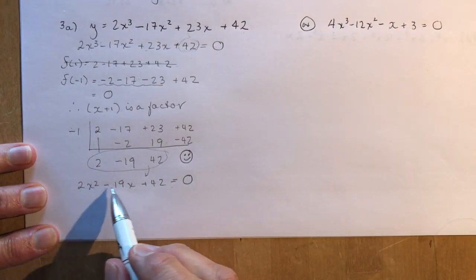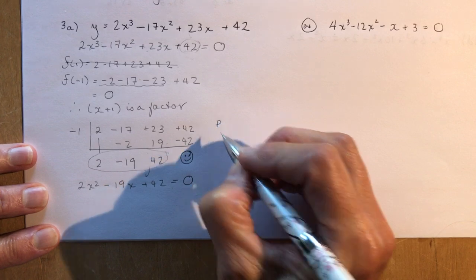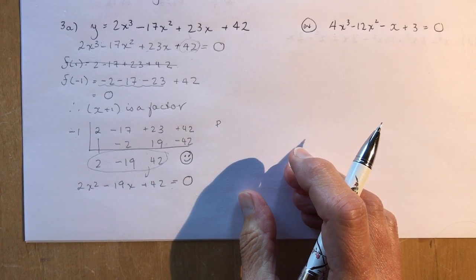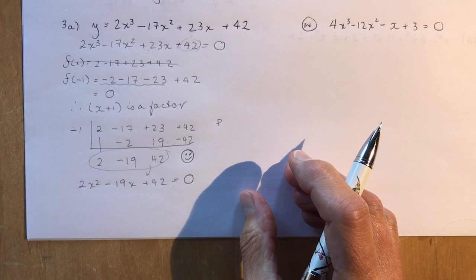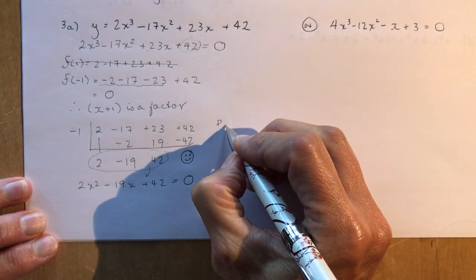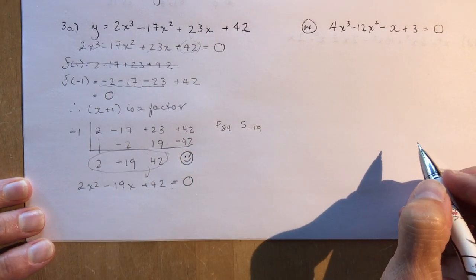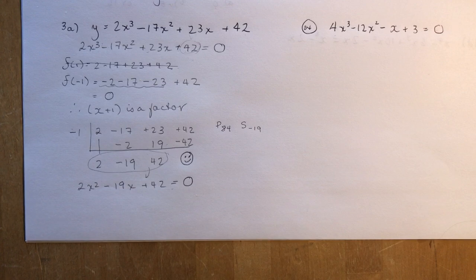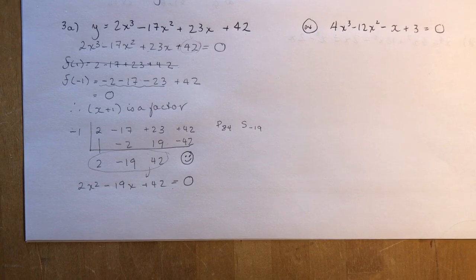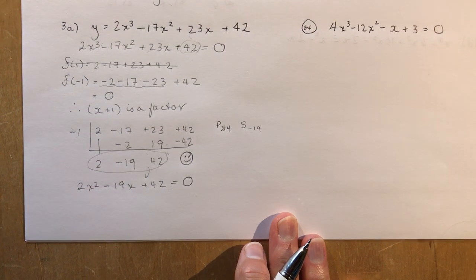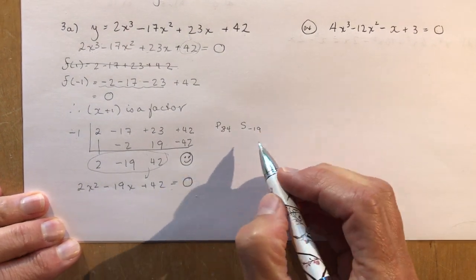And again, we're going to factor this. So we're looking for a product of the first and the last. The first and the last here would be 84. Let's see if I can add a little more light here. So a product of 84, and I have a sum of minus 19. Now think about all the numbers that multiply to 84 and add to 19.